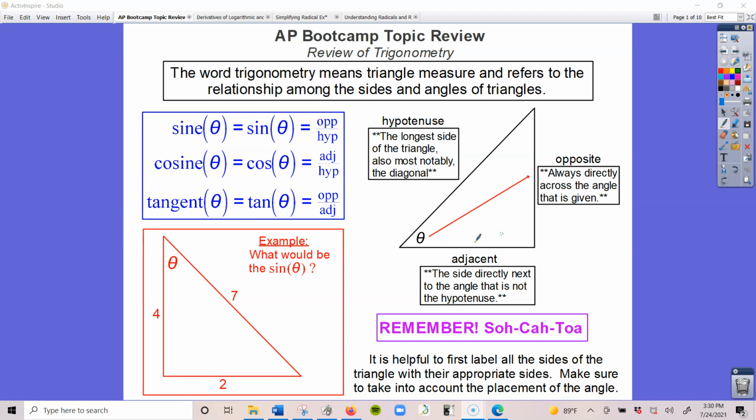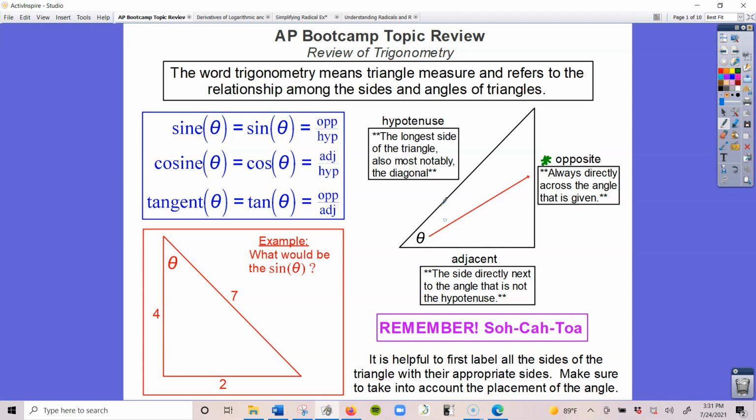So here we have a right triangle, just so that we understand what sides are what. Depending on where the angle lies, that's how we can identify what is the opposite and what is the adjacent side. The opposite side is always the side that is directly across from the angle. So that's why this side here is labeled as the opposite. The adjacent is the side that is next to the angle that is not the hypotenuse.